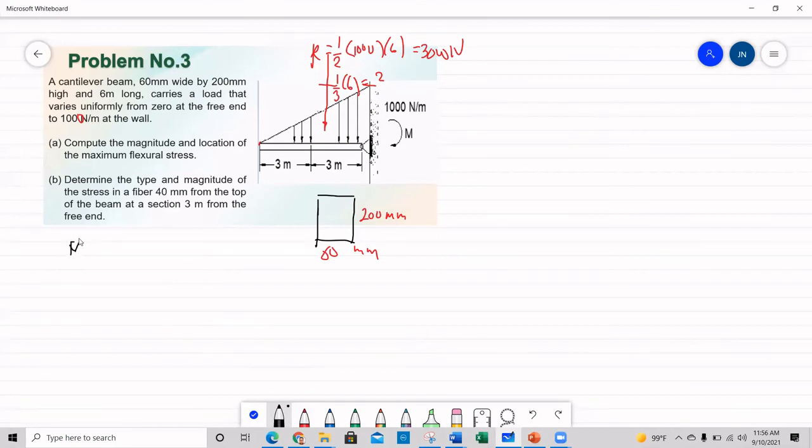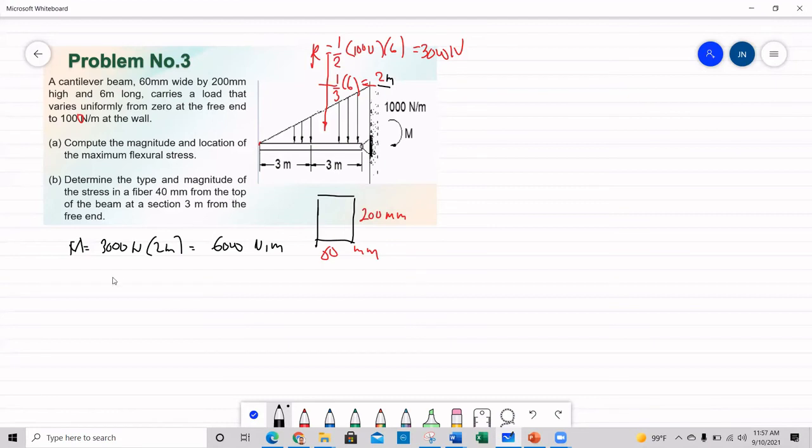So here, moment is equal to the resultant of 3,000 Newton multiplied by this moment arm of 2 meters. So you have here a moment arm of 2 times 3, which is 6,000 Newton meter. The question is to compute the magnitude and location of the maximum flexural stress. Obviously, the location of the maximum flexural stress is at the free end.